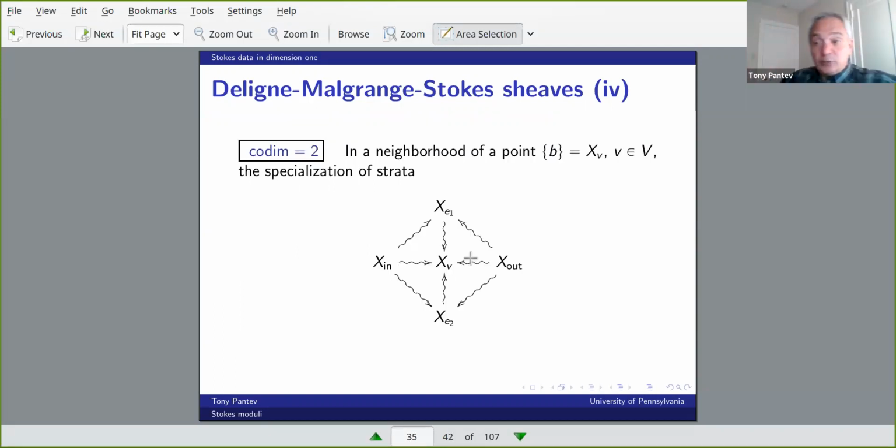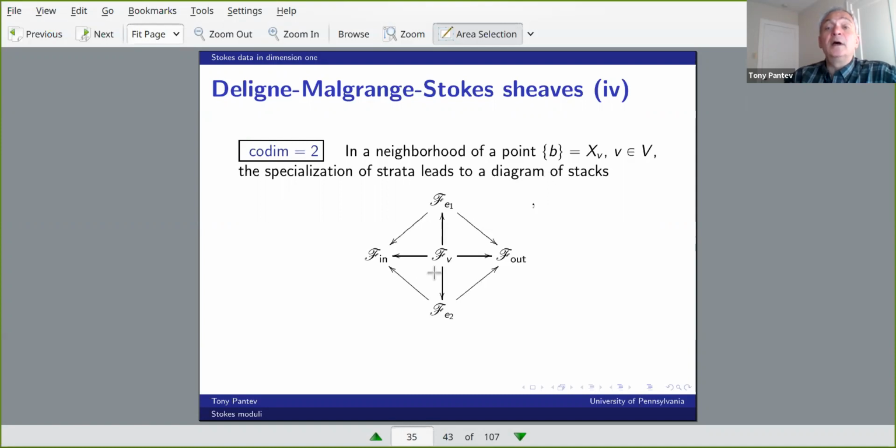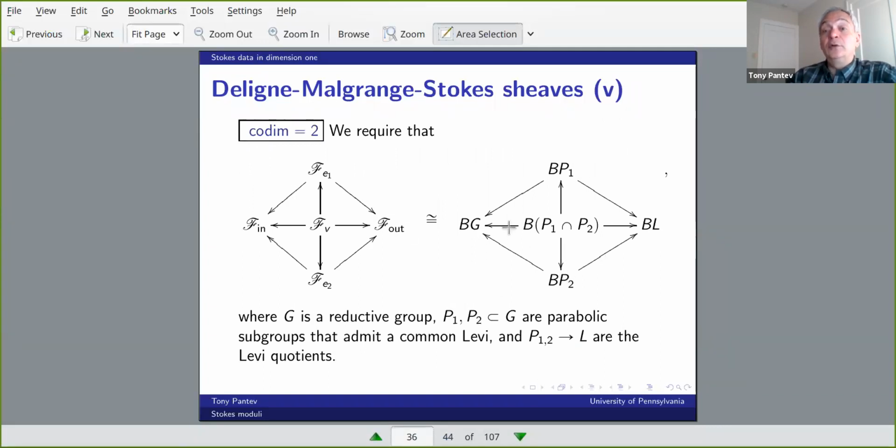Yeah. And so what happens when two arcs meet at a point? So you have two arcs, XU1 and XE2, meeting at a point, and then the open strata have these arcs and this point in their closures. And you have co-specialization maps for the stacks going from the point to the arcs and to the open strata. One of the arcs has one parabolic that maps to BG and to BL. The other one has a different parabolic that maps to the same BG and the same BL. And on the point, you have the B of the intersection of the two parabolics.